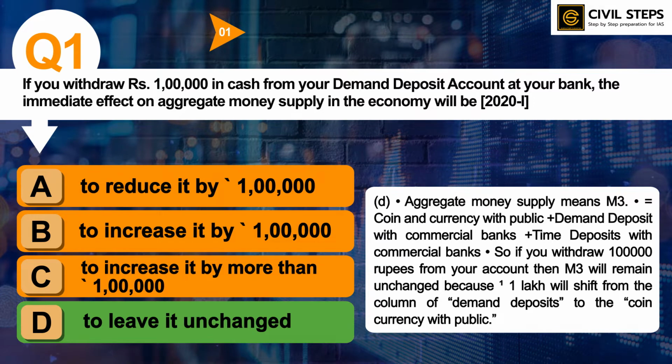So aggregate money supply means M3, which is equal to coin and currency with public, plus demand deposits with commercial banks, plus time deposits with commercial banks. So if you withdraw 1 lakh rupees from your account, then M3 will remain unchanged because 1 lakh will shift from the column of demand deposits to the coin and currency with public. So you should know about broad money and narrow money. What is the difference between broad and narrow money? What are the components of M0, M1, M2, M3 and M4? So this was a question based on M3, the broad money concept. So you should know about broad money.